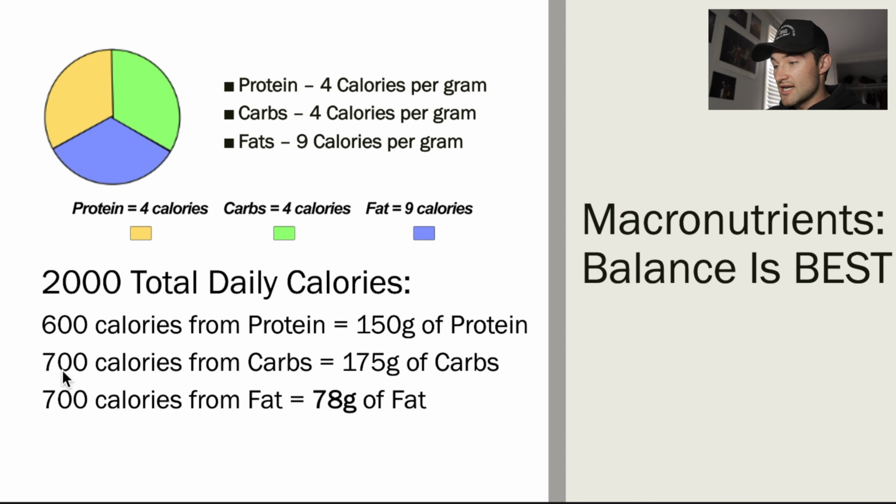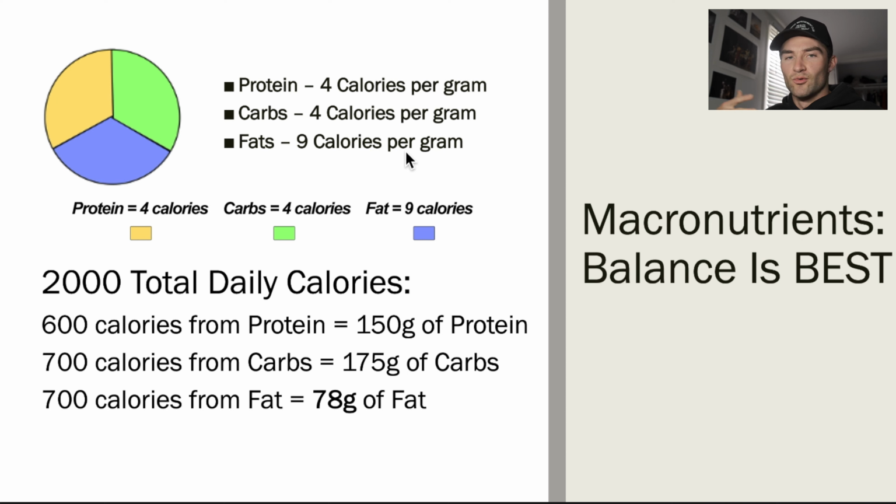If I have 700 calories from carbohydrates, that would equal 175 grams of carbs. Again, in carbs, there are 4 calories per 1 gram as well. And lastly, 700 calories could come from fat sources, which would equal only 78 grams of fat because, again, fats are more calorie-dense. There's going to be 9 calories per 1 gram of fat.